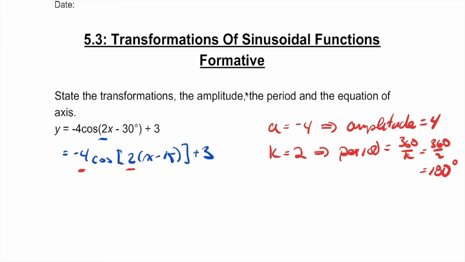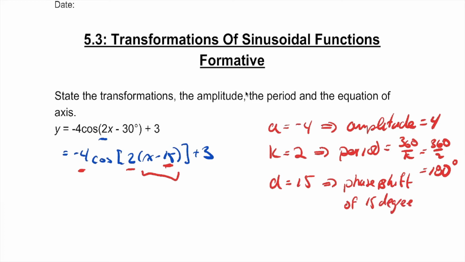The next thing we'll look at is the d value. In this case the d value here is x minus 15. Again, my trick is what makes the inside of the bracket 0. In this case, that's 15. So that implies a phase shift of 15 units, or in this case, degrees. And because d is positive, it's going to be to the right.